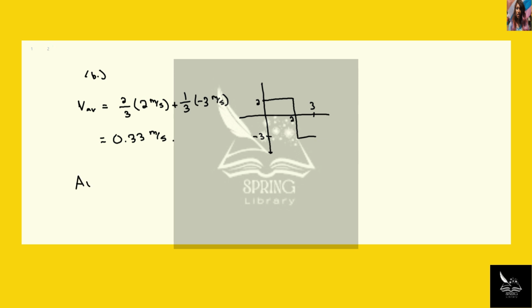So just to write it for you, the average speed for part B is 2.33 meters per second, the same as in part A. And that should be it for this problem.